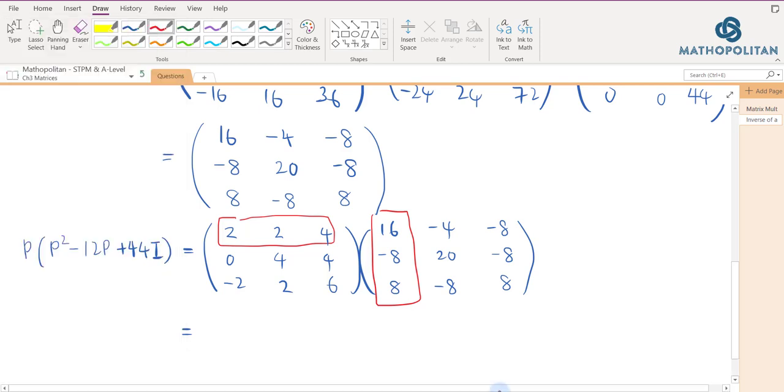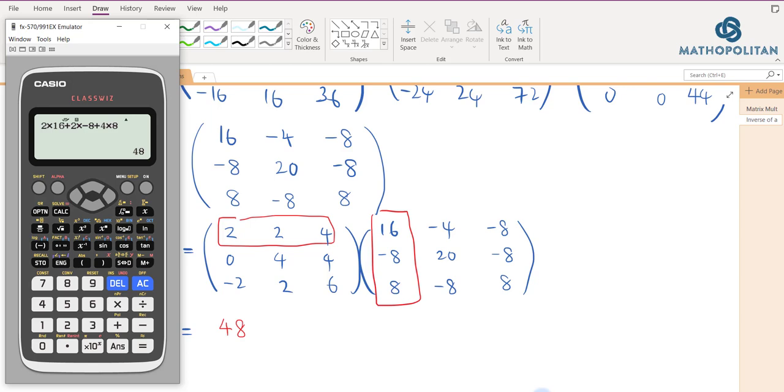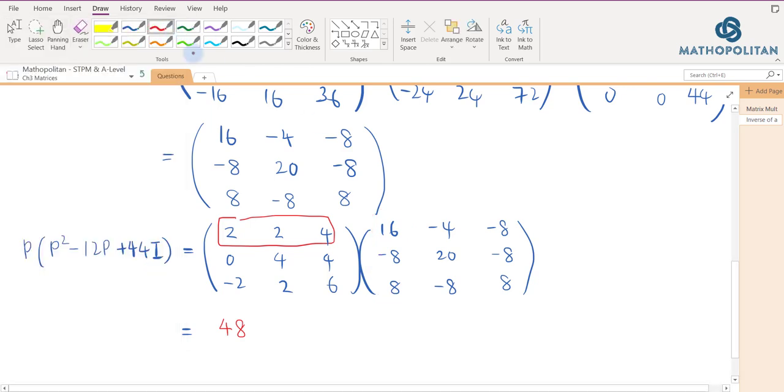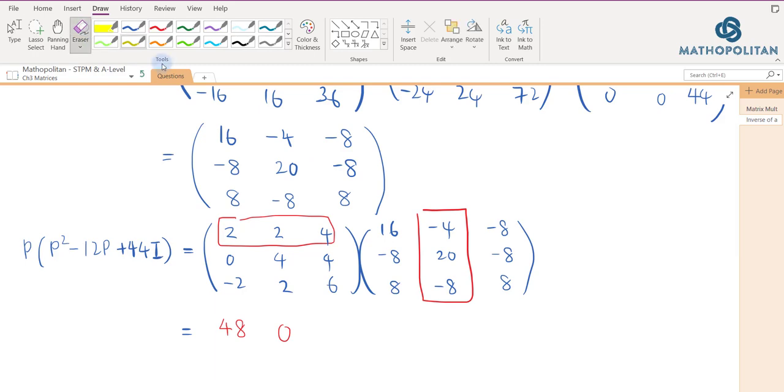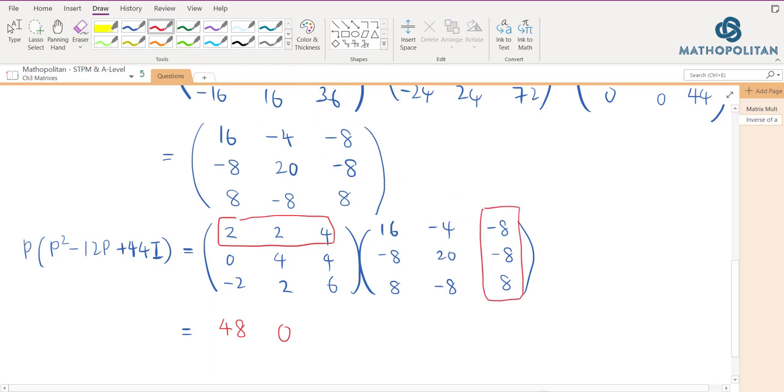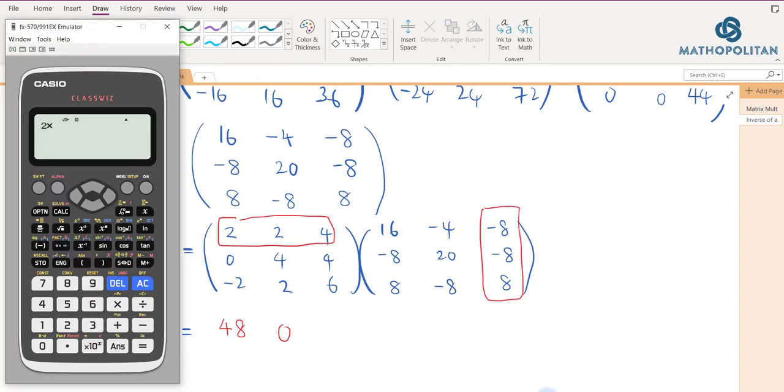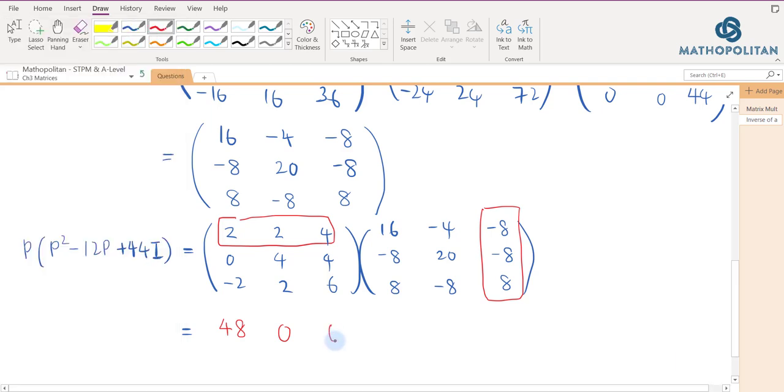So that is 48. And then the next column here, negative 4, 20, and negative 8. So here, this would be 2 times negative 4 plus 2 times 20 plus 4 times negative 8. So that's 0. And we move on to the third column. So we have 2 times negative 8 plus 2 times negative 8 plus 4 times 8. So that's 0. And now we move on to the second row.